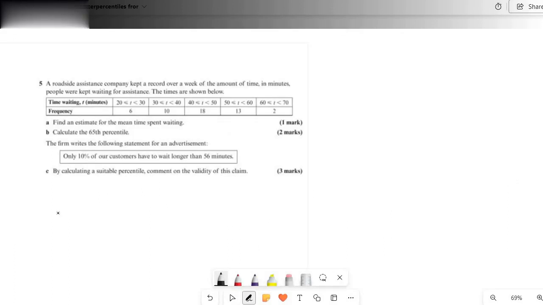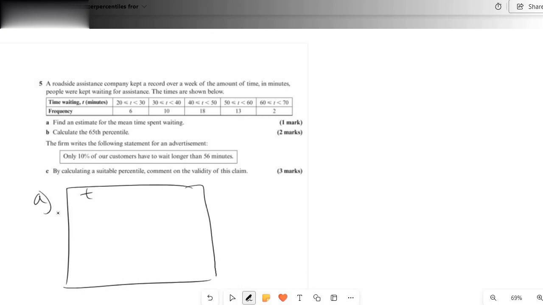Moving on to number 5. A roadside assistance company kept a record over a week of the amount of time in minutes people were kept waiting for assistance. The times are shown below. So we have time waiting in T minutes and their corresponding frequencies. So for part A, we have to find the mean time spent waiting. So for the first one, we can tabulate the data here.